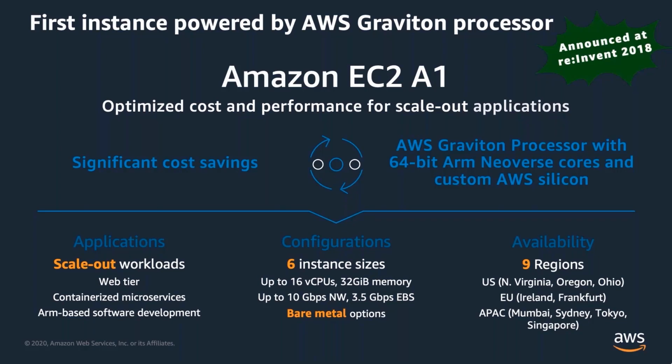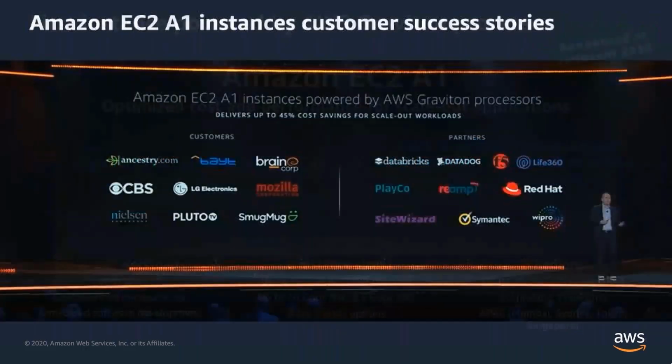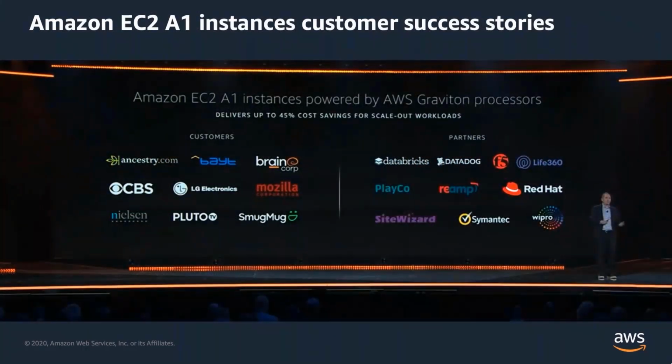These instances come in 6 different sizes with up to 16 vCPUs and 32 gig of memory, up to 10 gigabits of networking. There is also a bare metal option, and they're available in 9 regions today. Here's Andy Jassy at re:Invent 2019 on stage talking about the customer and partner adoption we've seen for that first generation AWS Graviton-based instances.